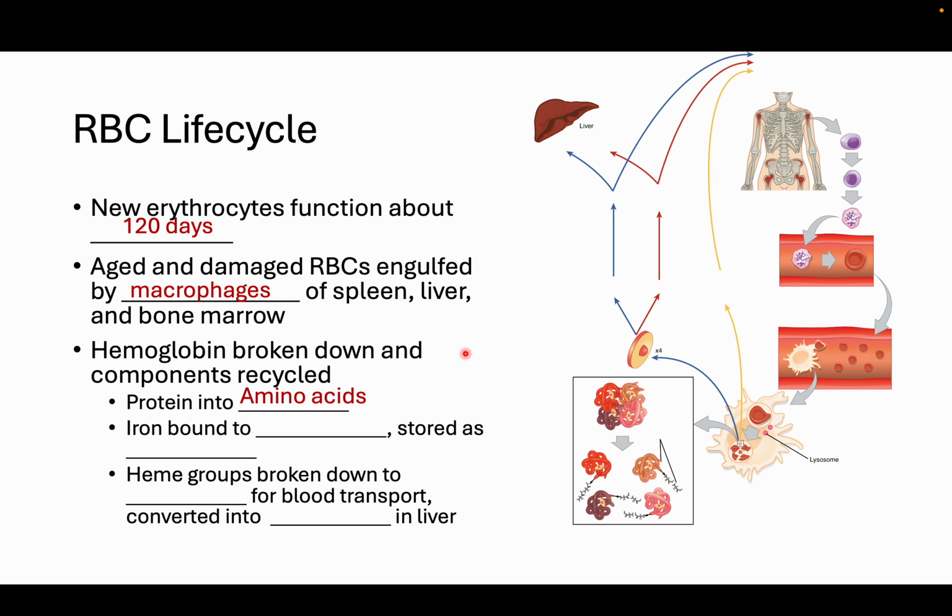The protein is recycled into amino acids. Iron is bound to transferrin and stored as ferritin. And the heme groups are broken down to biliverdin for blood transport, and ultimately will go to the liver and be converted into bilirubin.